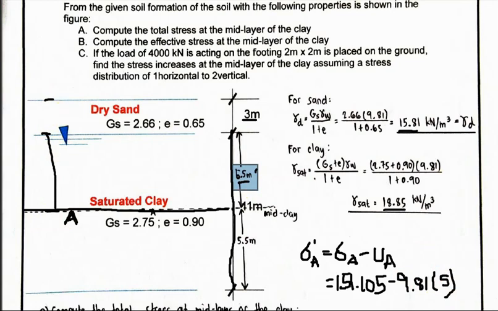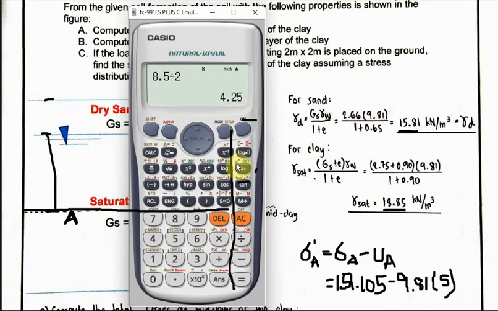Okay, so pila man na siya ato na i-compute. So we have 151.105 minus 9.81 times 5. And also guys, there is no negative values diri ani. So pila man ni? No, this is 5.5. Sorry, 5.5. This is 5.5.